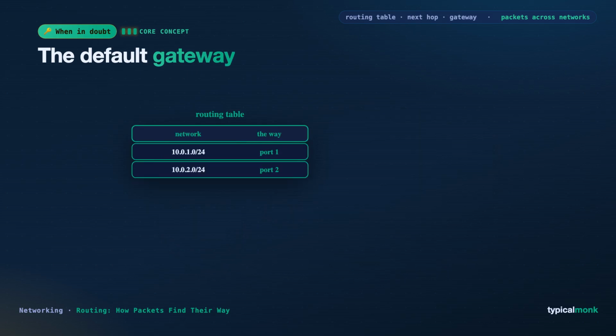The routing table raises an obvious problem. There are countless networks on the internet, and no router could possibly list them all. The elegant solution is the default gateway.